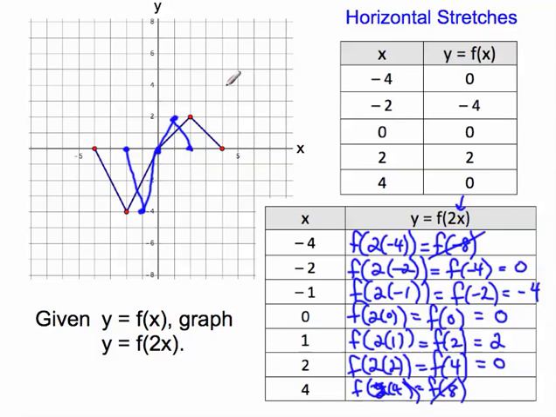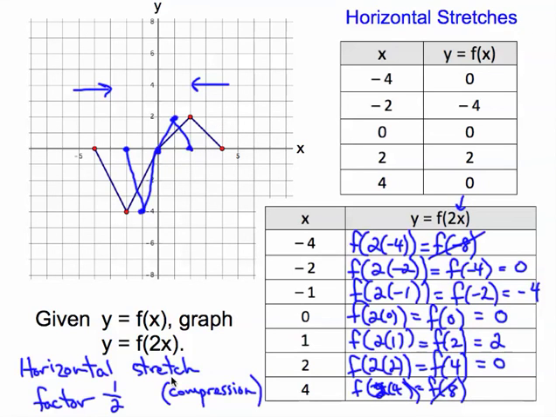And you can see that on the graph because the graph's gotten pressed in this way towards the y-axis as the x values have gotten smaller. So the x values have been halved, but the y values are the same as they were before. So what that means is that we've actually got a horizontal stretch, or sometimes you'll hear it called a compression, of factor a half. We've actually stretched or compressed the graph in half towards the y-axis.